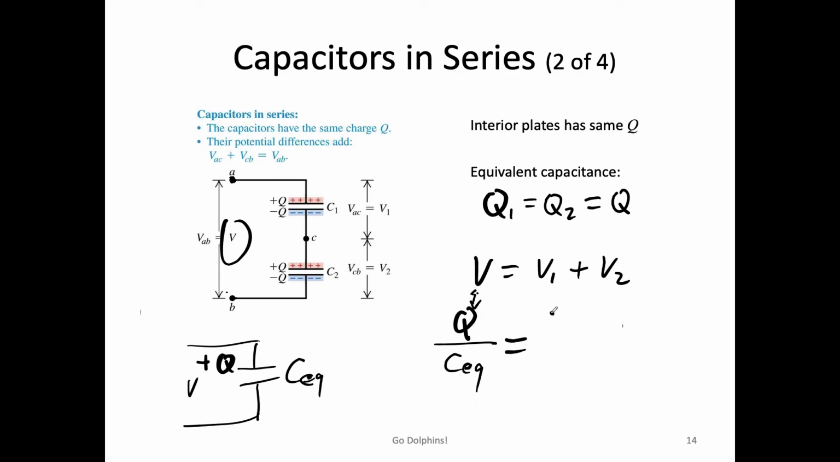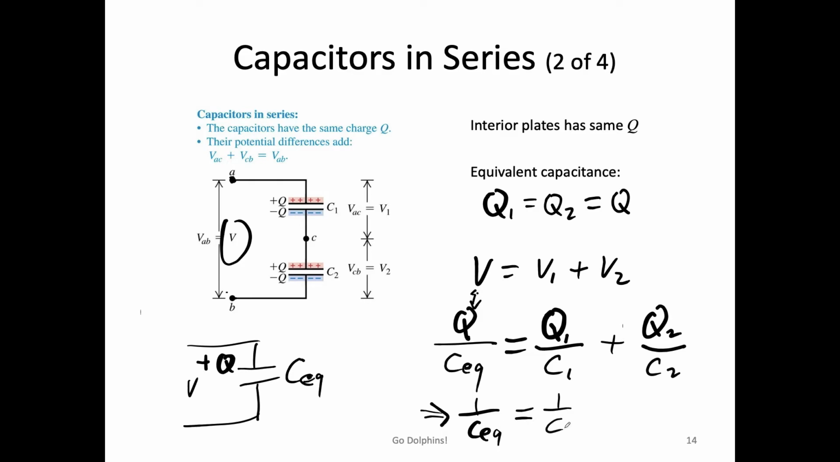V1 is Q1 divided by C1, but Q1 equals Q. Q2 divided by C2 gives me V2. But Q1 equals Q2 equals Q, which gives us 1 over C equivalent equals 1 over C1 plus 1 over C2. So this is how we calculate the equivalent capacitance for capacitors in series.